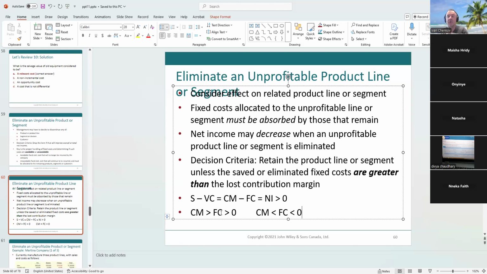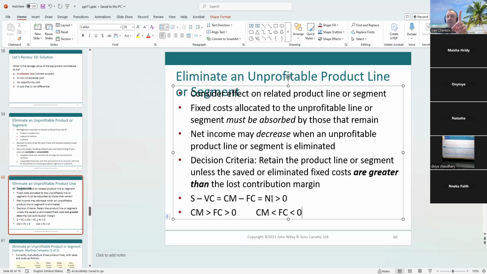Or in other words, if I eliminate this one, that will be the fixed cost I can save, but I'm losing contribution margin. If the fixed cost savings is less than the contribution margin loss, no elimination. But if the fixed cost saving is more than the contribution margin loss, then we can improve the net income. Make sense?